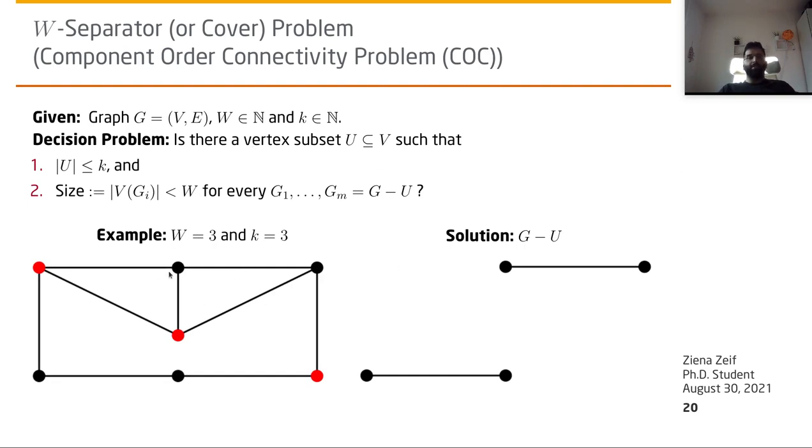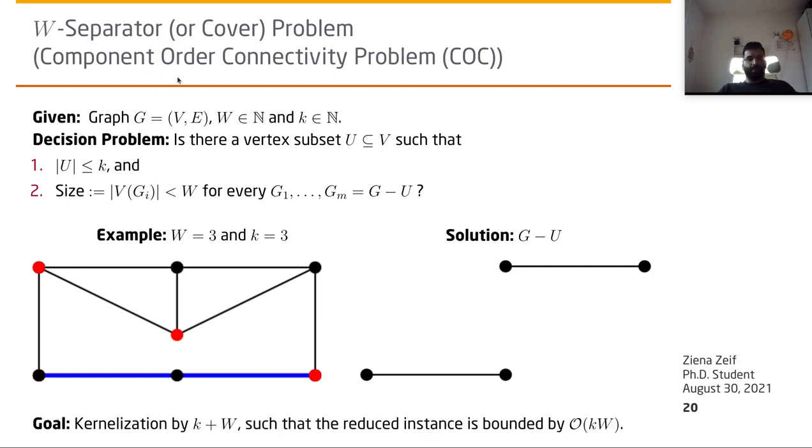Here, let me give you an example. For w and k equal to 3, we pick the 3 vertices here on the diagonal, given in red, as our solution. After removing them, we can see that each connected component has size at most 2, which is less than 3. We can also see the separator problem from the covering perspective. That is, we cover by these 3 red vertices each connected component of w vertices here. For example, this subgraph contains 2 red vertices, this subgraph 1 red vertex, and this subgraph also 1 red vertex. Note that for w equal to 2 we obtain the famous vertex cover problem, which shows that the w separator problem is a generalization of it.